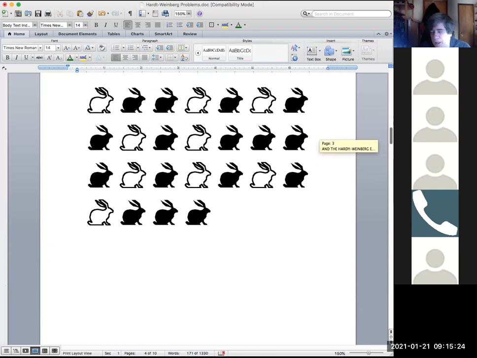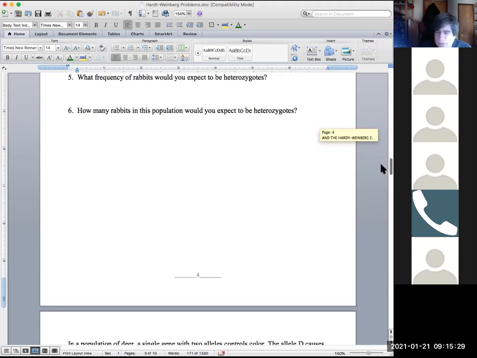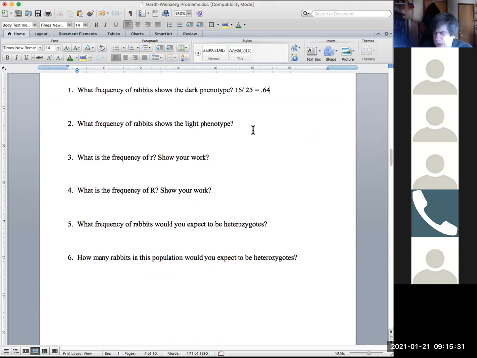Okay, now if we look at our population, there's only 2 colors. The rabbits are either dark colored or light colored. So we can count up the light colored rabbits, and there are 9 of them, which is equal to 0.36. But the other way we can calculate them, remember the problem we just worked a moment ago, is we can take 1 minus 16/25 and that's equal to 9/25.